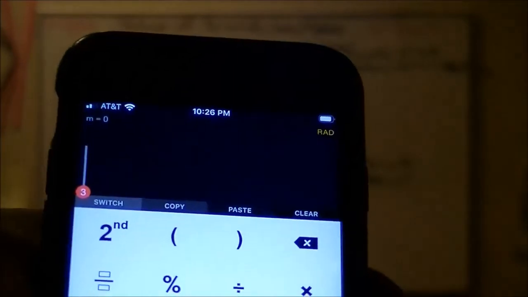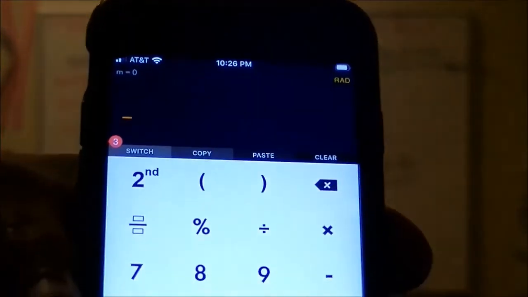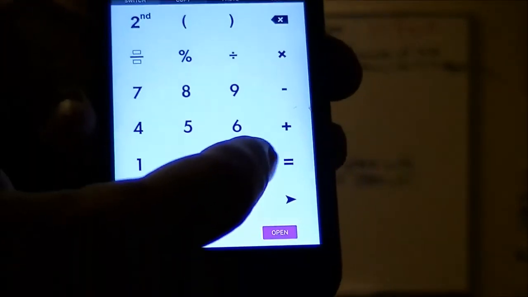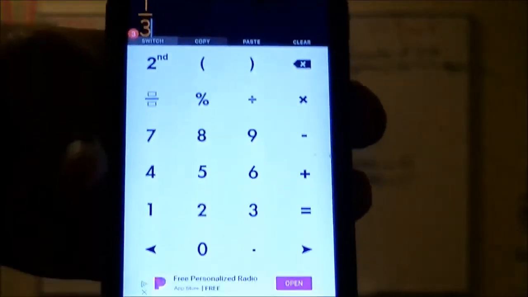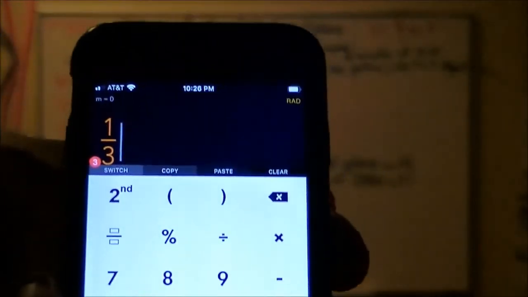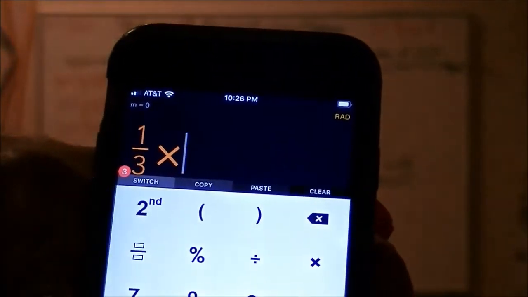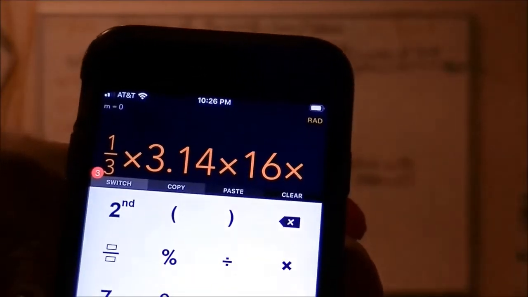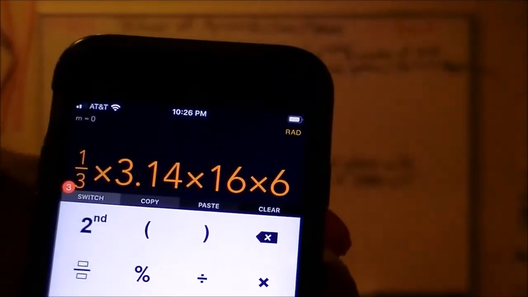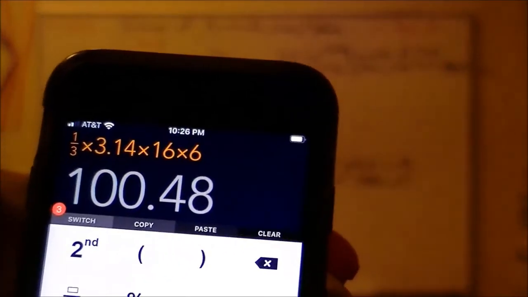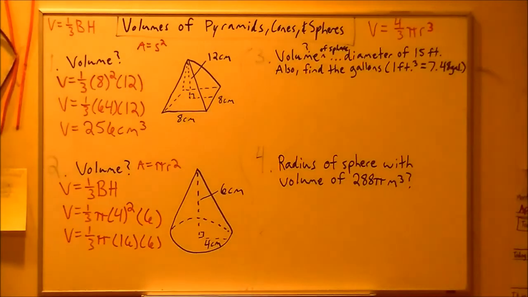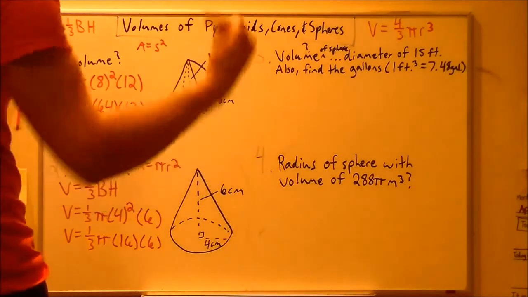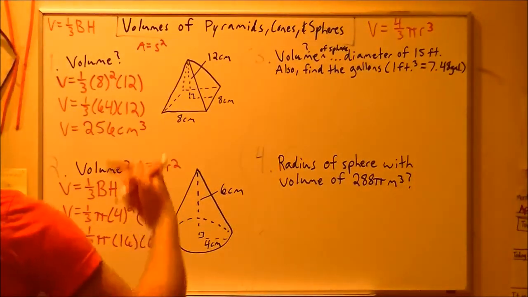What we're going to do is we're going to punch in from my fraction. Let me back up just a little bit so you can see a little bit better. 1, and then over. Remember that over button for me, maybe different for you. 3, and then I'm going to hit over again to get off the fraction now. So 1/3 times pi, which is 3.14, times 16, which is the radius squared, times 6, which is the height. And that is 100.48. And let's keep rounding to the nearest tenth. All right, so it's 100.48. Because that's an 8, I'm going to go up in the 10th spot.